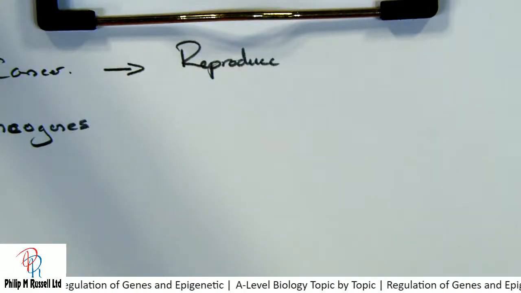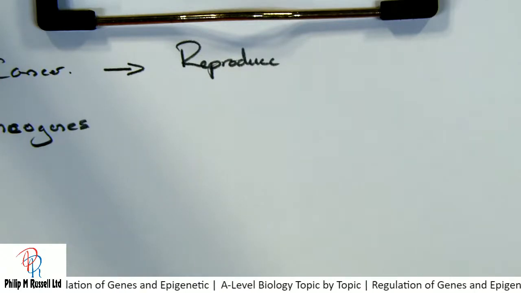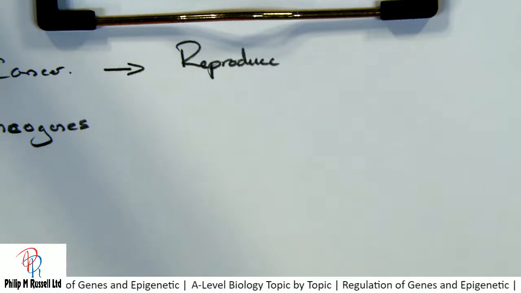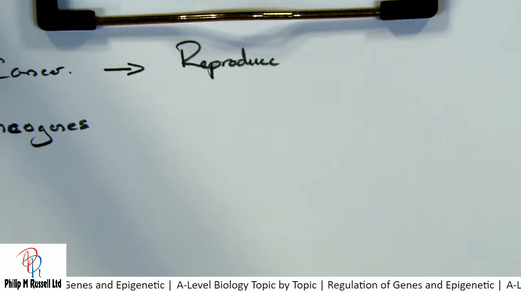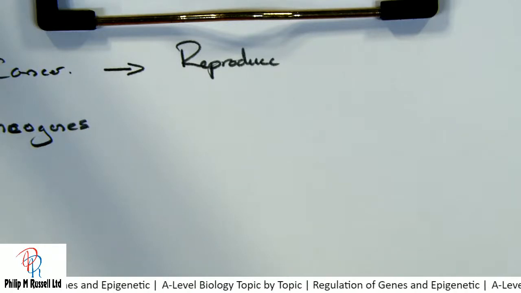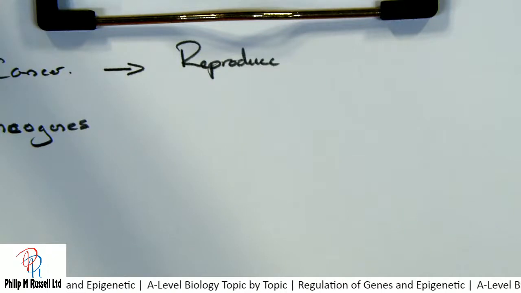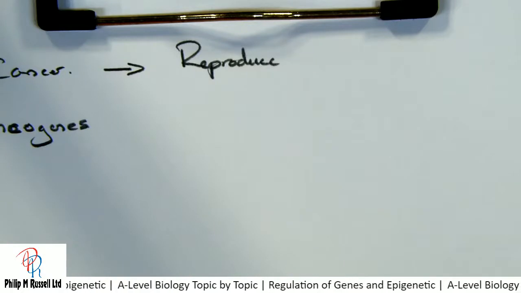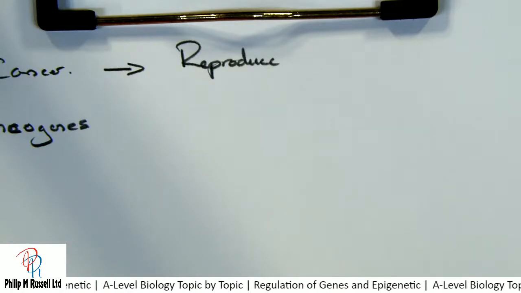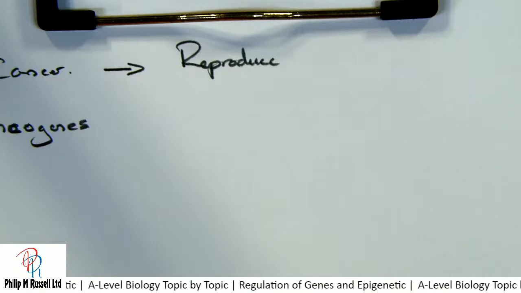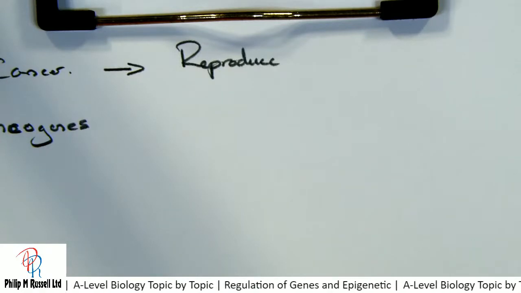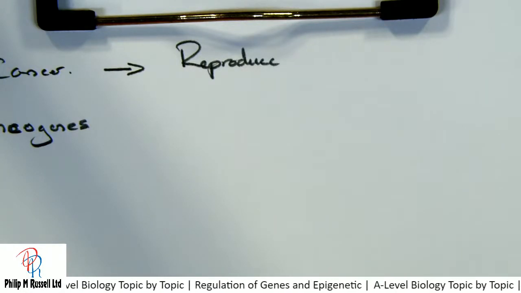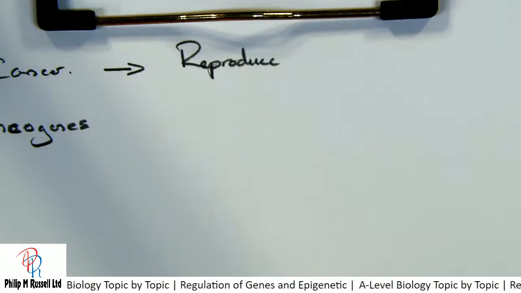Oncogenes are mutations basically of proto-oncogenes, and these proto-oncogenes stimulate the cell to divide when growth factors attach to protein receptors in the cell surface membrane. That activates genes and causes the DNA to replicate and the cell to divide. If this proto-oncogene is mutated into an oncogene, it then basically is permanently activated, and basically this means that the cell is going to reproduce again and again and again.